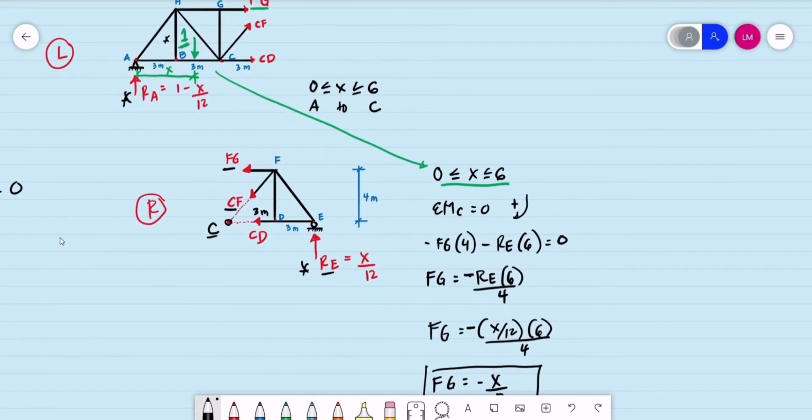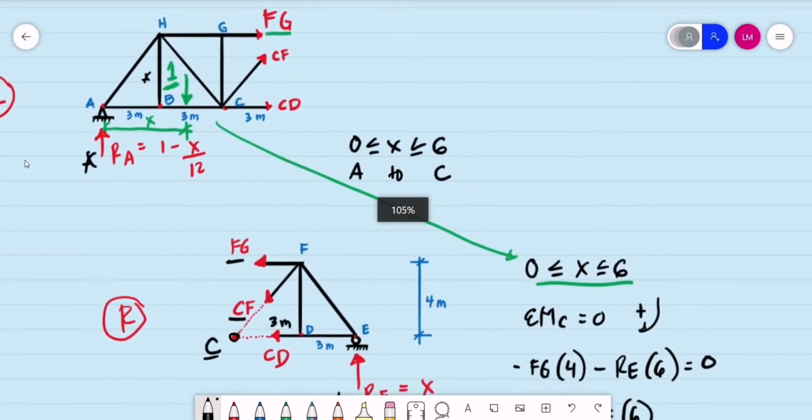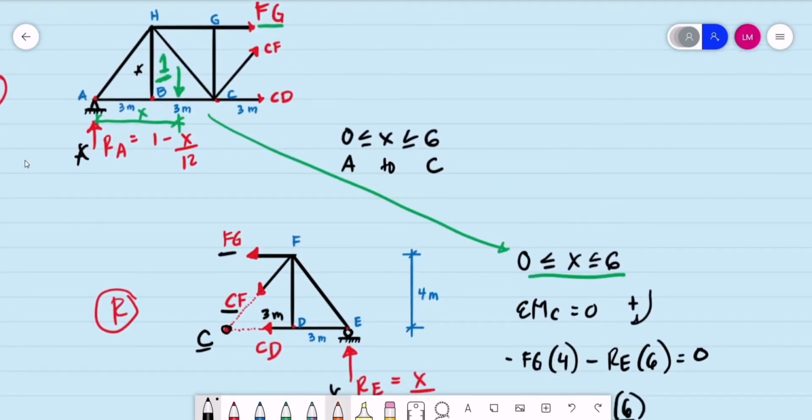Then, for example, if the 1 unit load is already on the interval starting from point D, let's say from point D to point E, we are removing the 1 unit load on the left side.